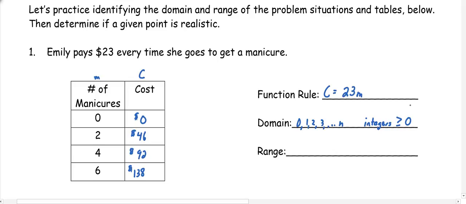The range is how much our cost is increasing by. So first we start with a cost of 0. If she was to get 1 manicure, it'd be $23. 2 manicures, $46. 3 manicures, $69. And we can continue this pattern for 23 times n.